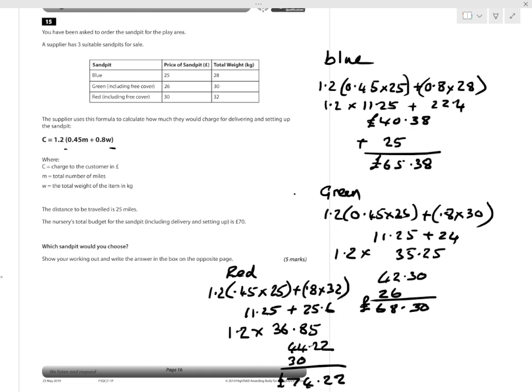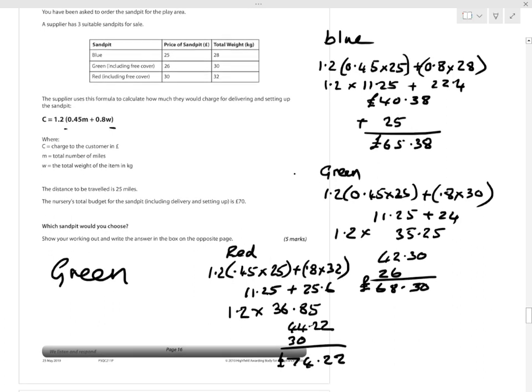Now we've only got a budget of £70, so the red one can't be it. The green one gets a free cover and we can afford that, so I'm going to go for the green. You could do the blue and buy the cover, I don't know, but I'd go for the green one because it's got a cover.